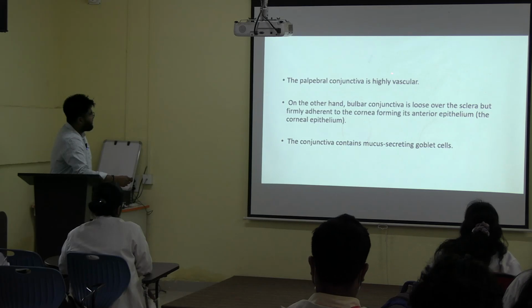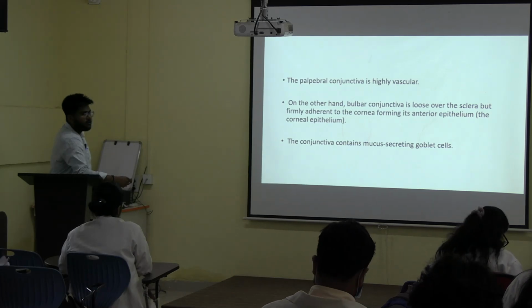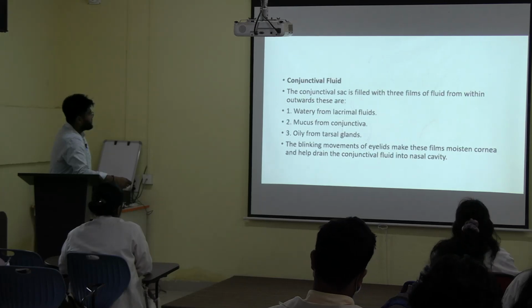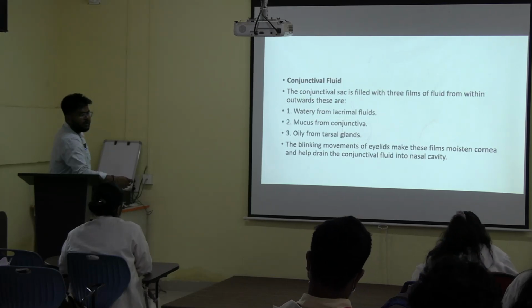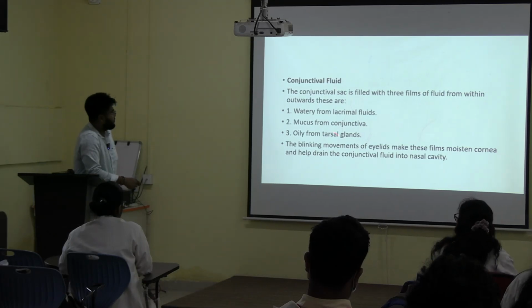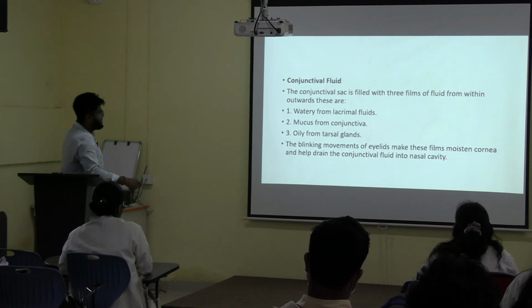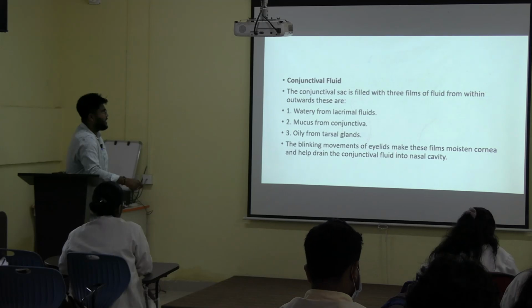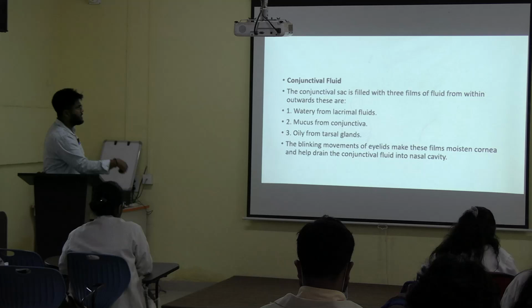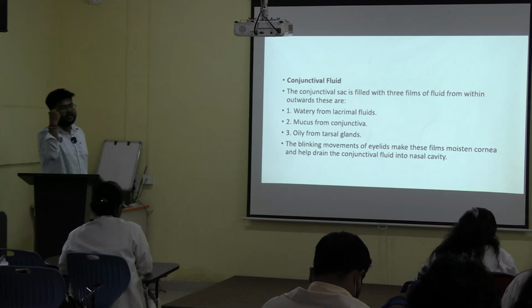This is the highly vascular part, and here mucus-secreting goblet cells are also present. Next, the conjunctival fluid. The conjunctival sac is filled with three films of fluid: the watery lacrimal fluid, the mucus of the conjunctiva, and the oily film from the tarsal gland. The blinking movements of the eyelids keep the cornea moist and help drain the conjunctival fluid into the nasal cavity through the nasolacrimal duct.